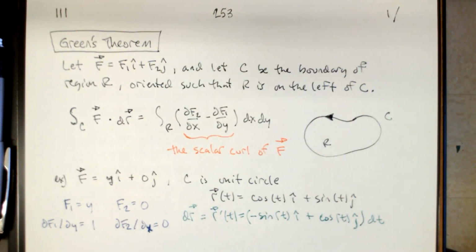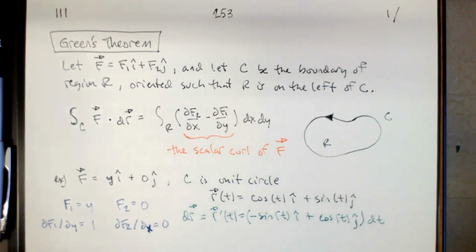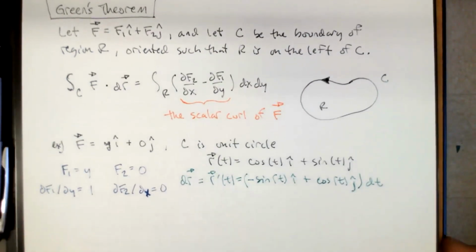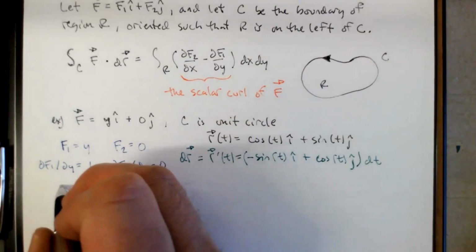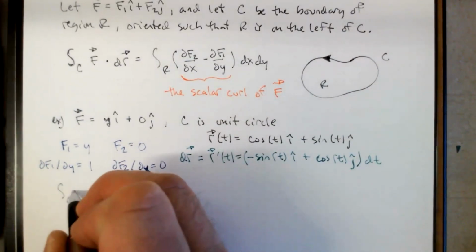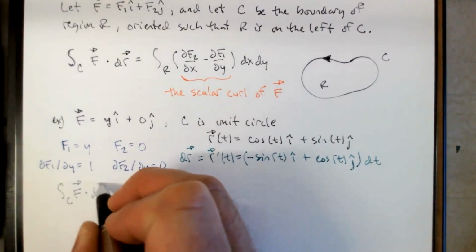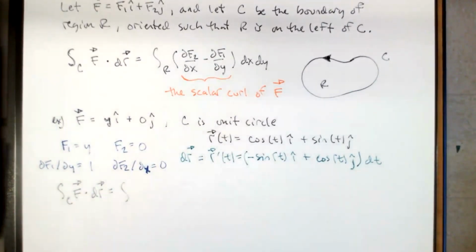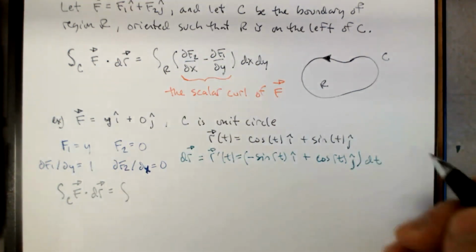So what we're going to do is calculate the line integral, find our target value, take a look at the other half of Green's theorem, which is going to be this double integral of the scalar curl, and see that these two values are the same. Let's first take a look at the line integral. So the curve C is parameterized by cosine t i plus sine t j, and this will go for t between 0 and 2 pi.